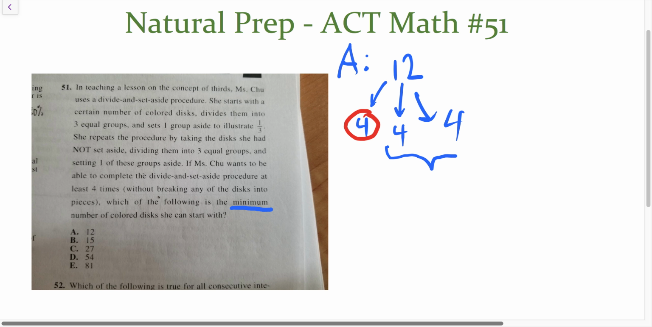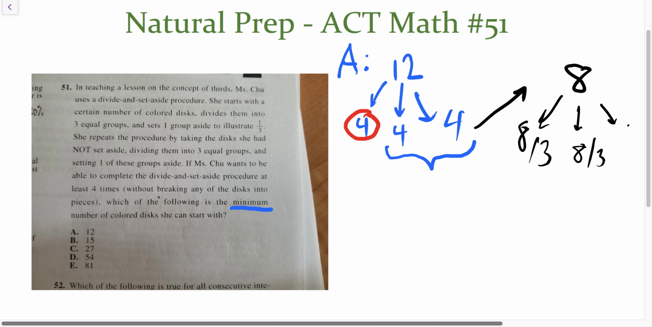Next, she takes these two together, so she takes these two and then does it with 8, and then divides these into thirds. So this would be like 8 thirds, 8 thirds, and then 8 thirds. And so we're not able to do A because we get 8 thirds, which is not a whole number, so it can't be A.